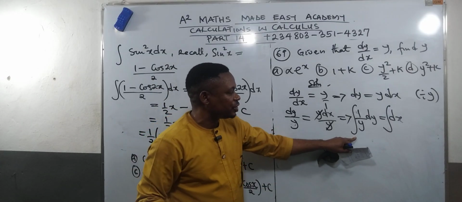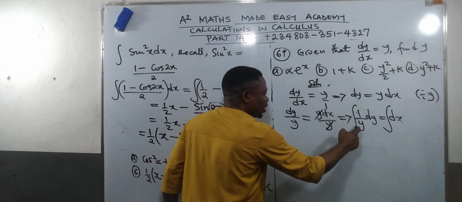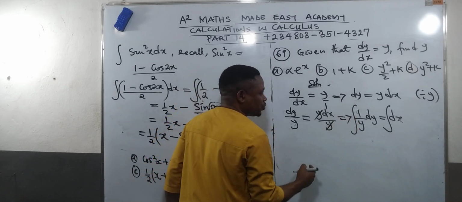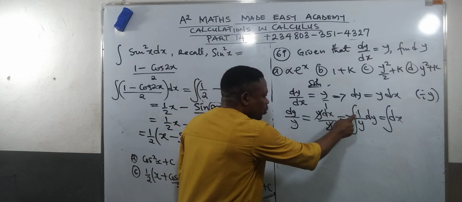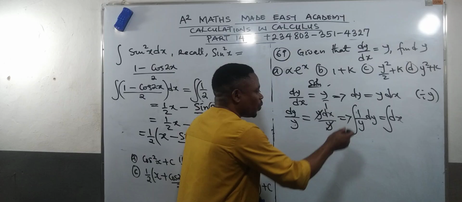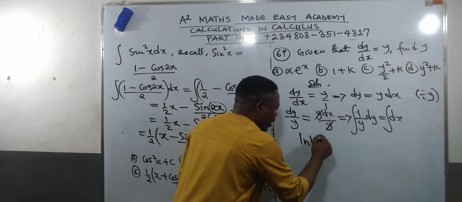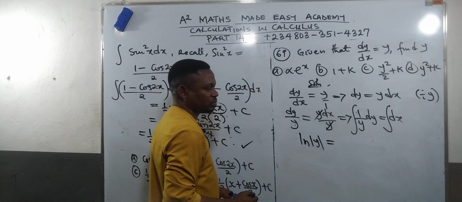Put the symbol of integration, put the symbol of integration. Now this thing has become a rational function. And the law says differentiate the denominator, which is y. If you differentiate y, it will give you what? 1. Does it correspond with the numerator? Yes. So what is the answer? Ln of the denominator, which is ln of y. Have I made myself clear? Ln of what? Y. Then equal to.